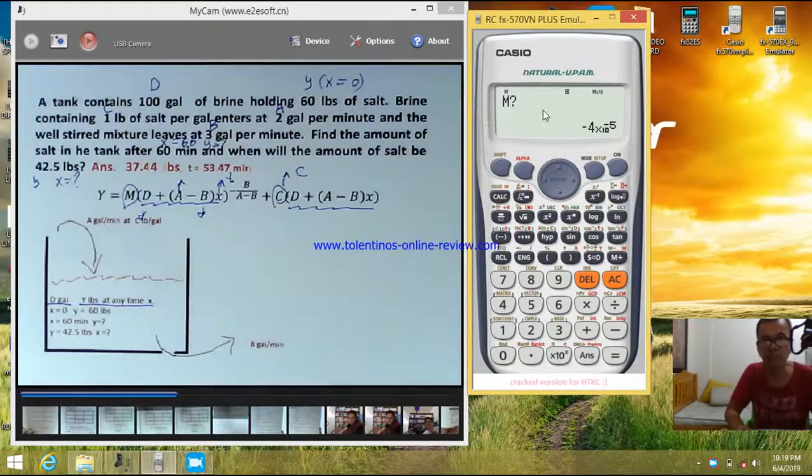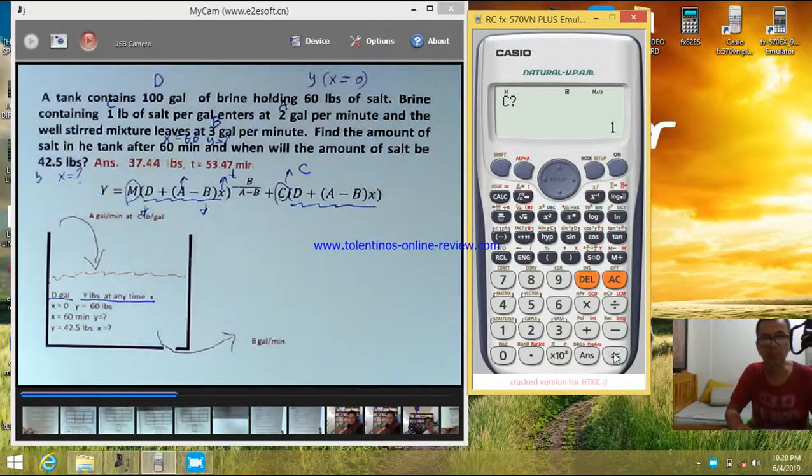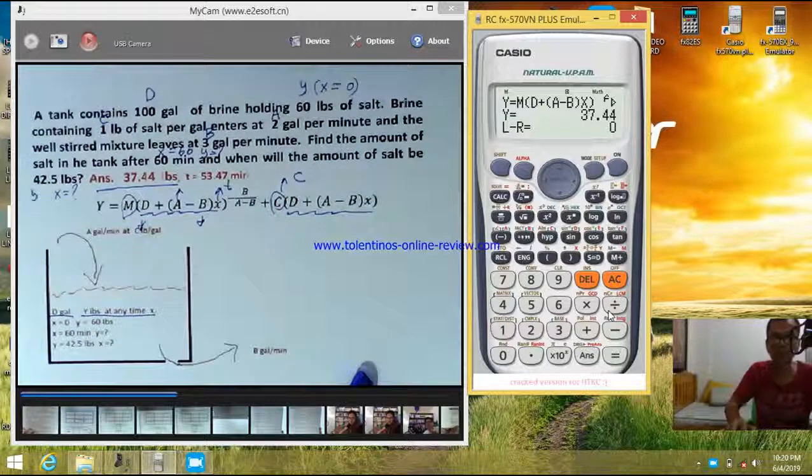You know the value of M is this already, negative 4 times 10 to the negative 5. Our D is still 100, our A is 2, our B is 3. Now this time your X is 60 minutes. You have the same concentration of 1. You're looking for Y. The answer is 37.44 pounds.